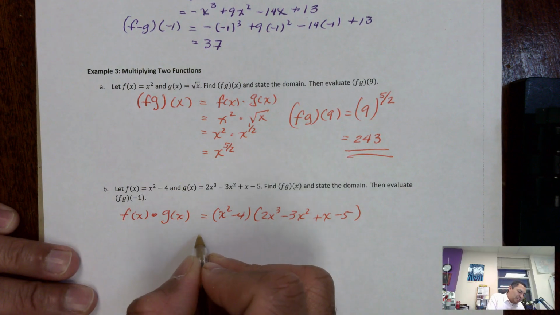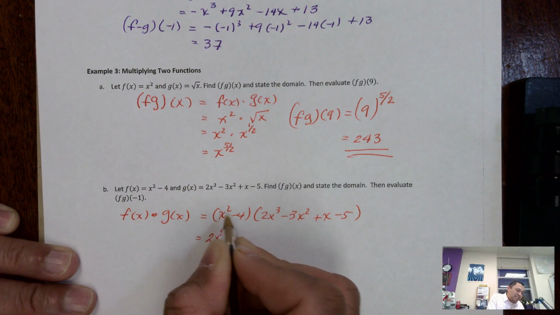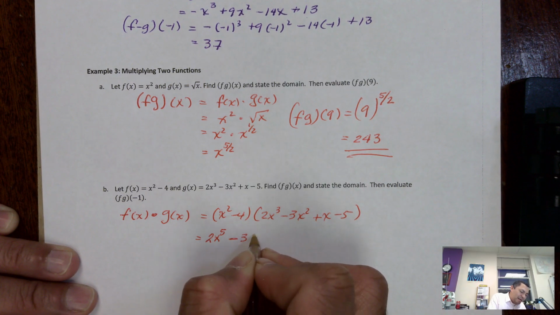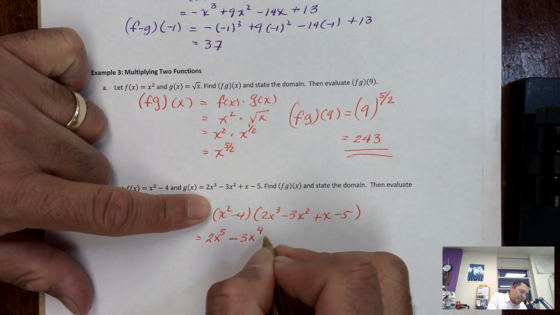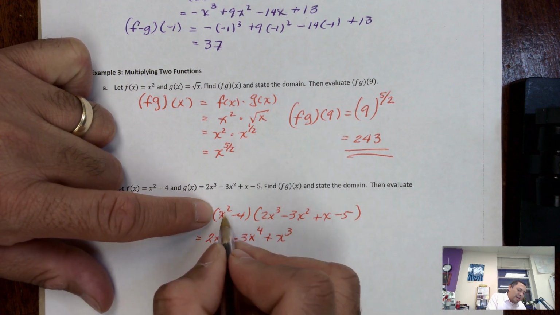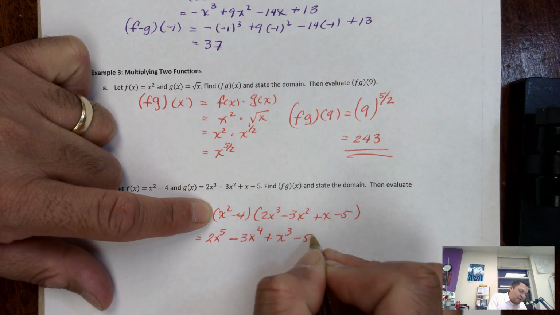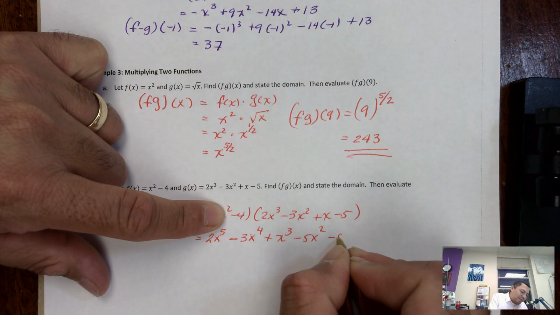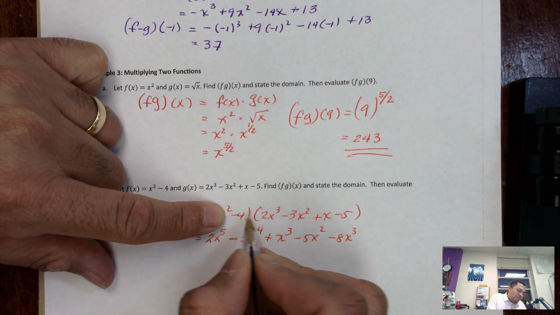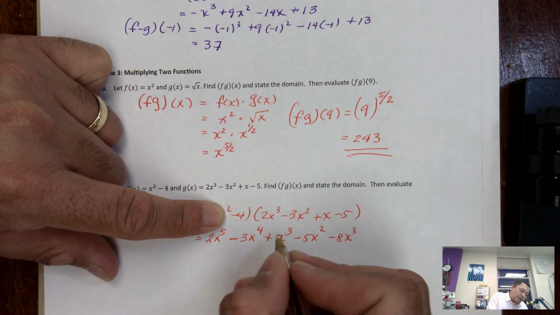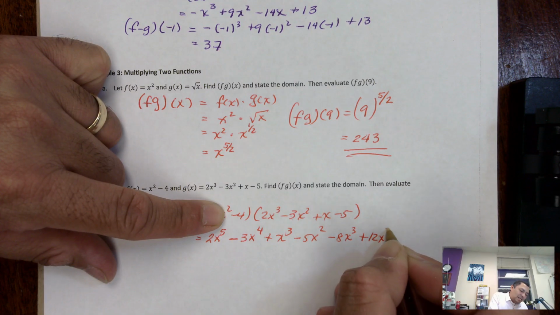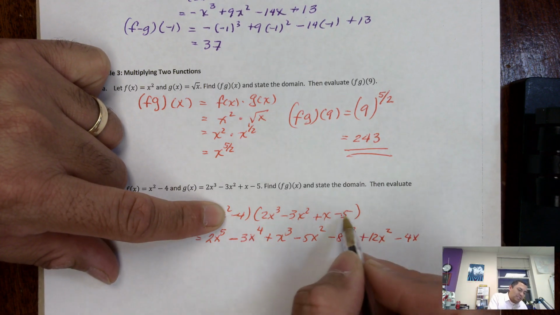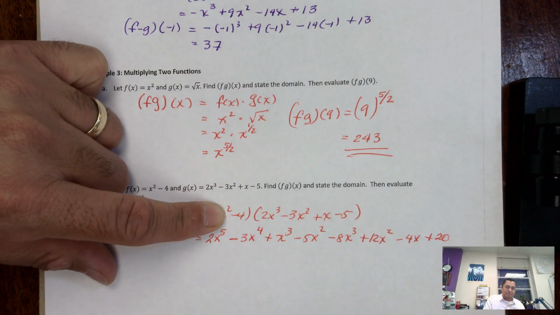I'm going to have 2x to the 5th power, x squared times 2x cubed. x squared times negative 3 is negative 3x to the 4th. x squared times x is plus x to the 3rd. x squared times negative 5 is negative 5x squared. Now I move to the negative 4. Negative 4 times 2 is negative 8x to the 3rd power. Negative 4 times negative 3 is positive 12x squared. Negative 4 times x is negative 4x. And then negative 4 times negative 5 is positive 20.